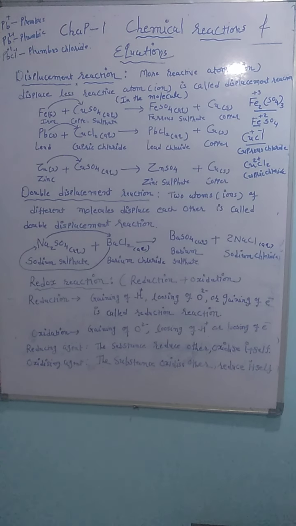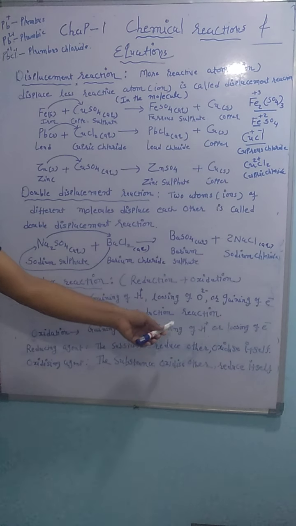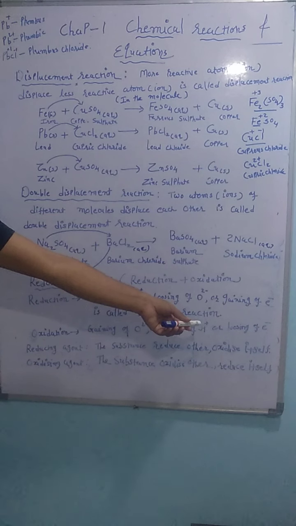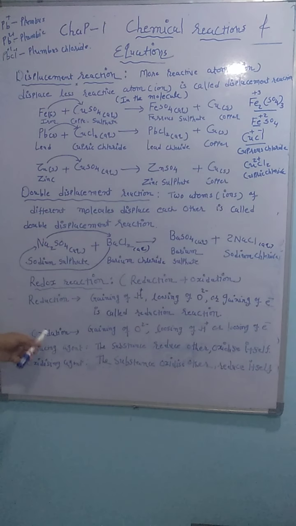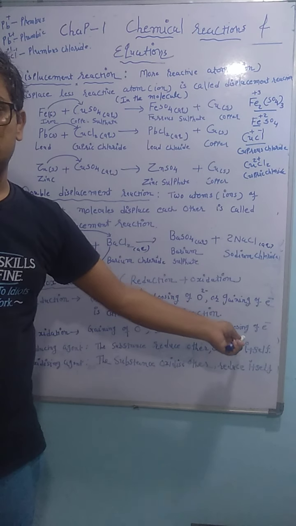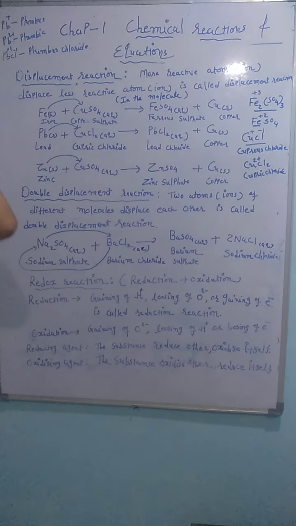Okay, oxidation reaction. Oxidation reaction means oxygen addition, the reaction in which oxygen is added. If oxygen is added, something is removed. What is removed? Hydrogen is removed, or electrons are removed. So those types of reactions are called the oxidation reaction. Oxidation reaction always occurs on the anode. Anode means the metal or non-metal on which the oxidation reaction occurs.